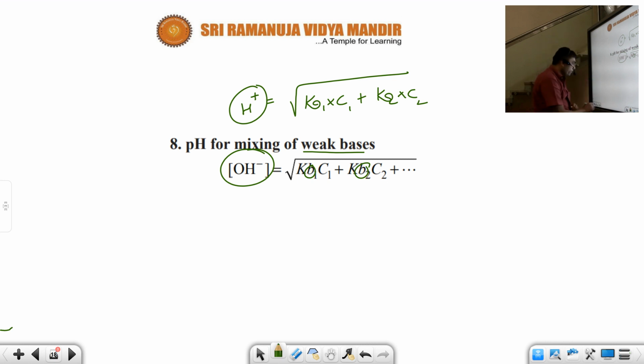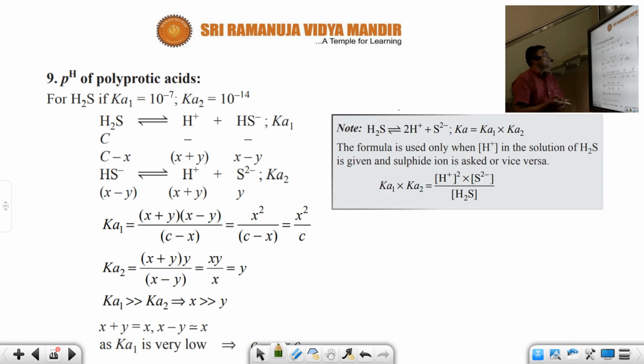Well, now let us quickly see. Now you have seen how to calculate the pH for strong acids, weak acids, weak bases, a mixture of a strong acid and a strong base, and a mixture of a weak acid and a strong base, and a weak acid and a strong acid.